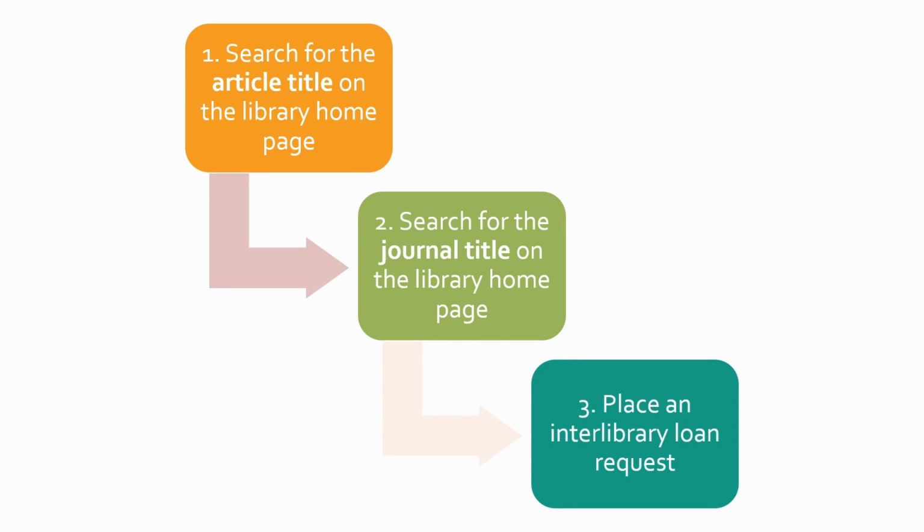There are 3 basic steps involved in accessing articles through the library. First, you're going to search for the article title on the library homepage, and that's going to work for the majority of the articles you need. Then, if that didn't work, you're going to search for the journal title on the library homepage. And then lastly, if you find that the library doesn't have the journal you need at all, then you're going to place an interlibrary loan request for the article.